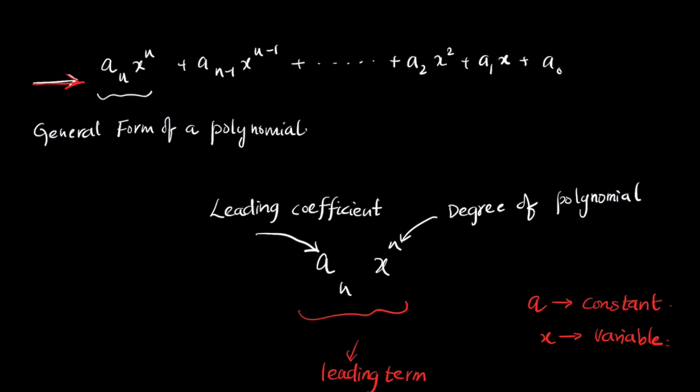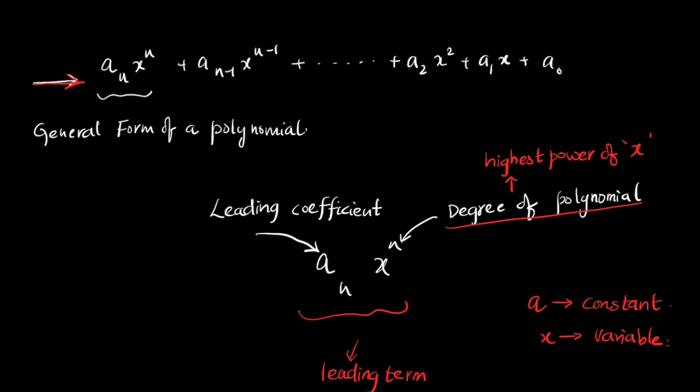Now, remember that n here represents the degree of the polynomial. What is the degree here? Degree is the highest power of x. So we call that the degree of the polynomial.